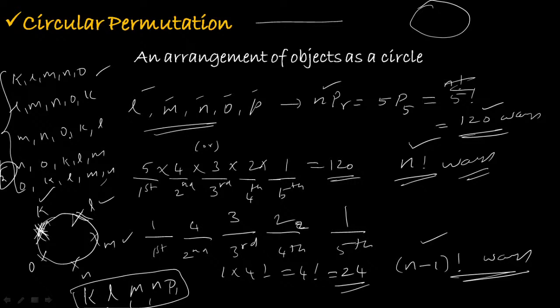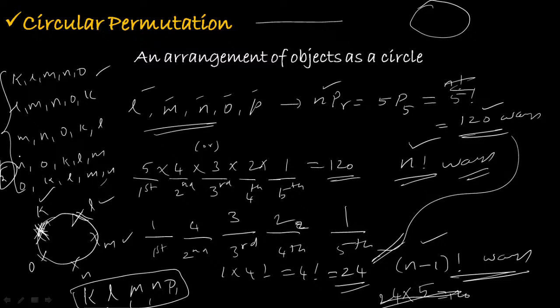So, 5 different linear permutations are equal to 1 circular permutation. So 24 times 5 is 120. Is it correct? 24 circular permutations are equal to 120 linear permutations. Am I right? If you multiply 24 by 5, you get 120.